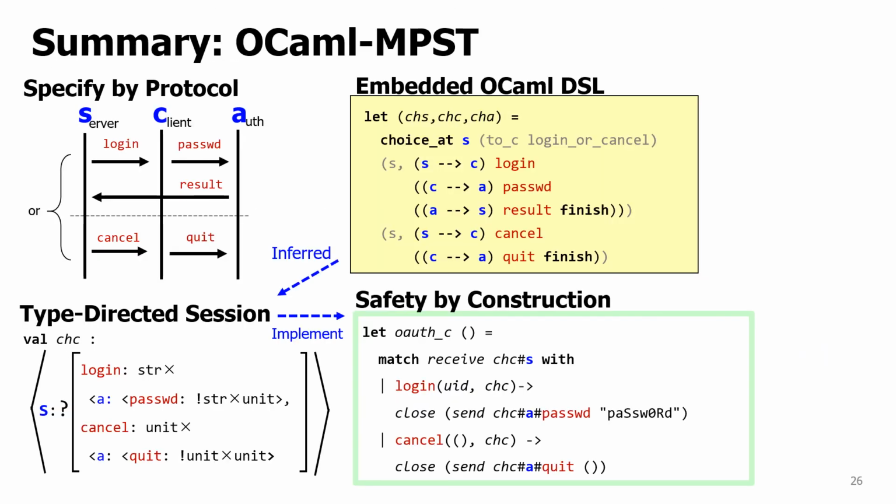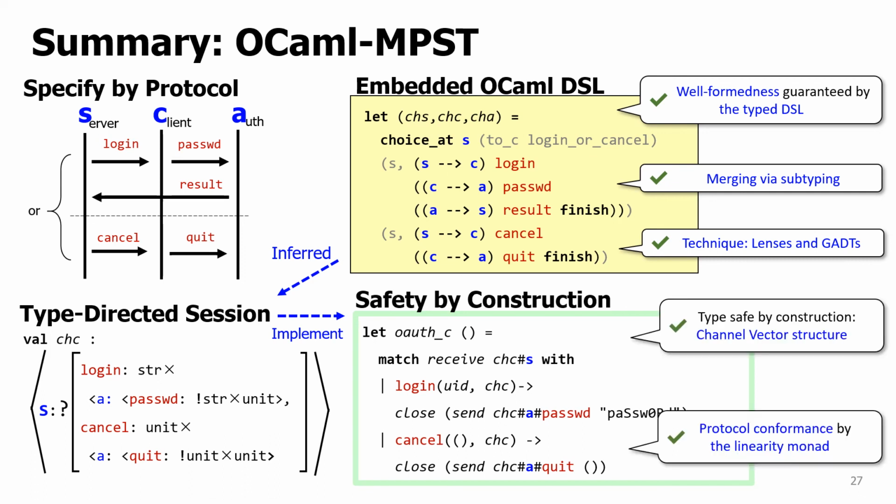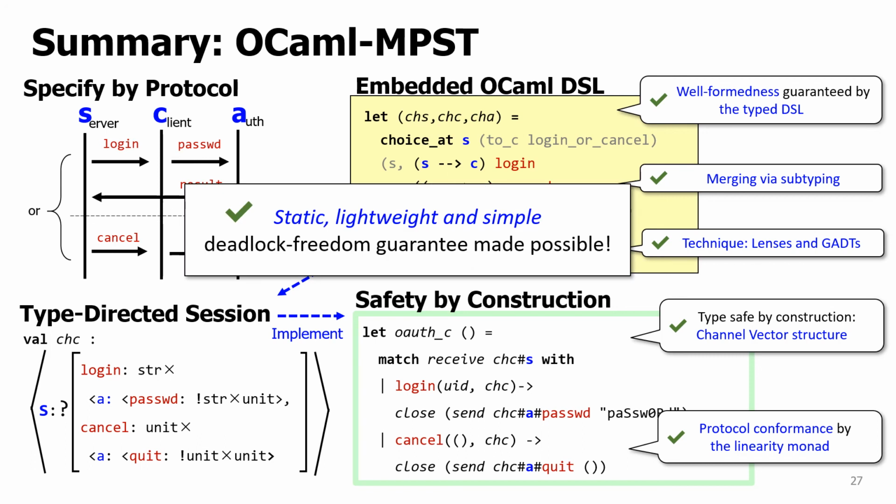We presented OCaml-MPST, a library for fully static verification and implementation of communication protocols. Our approach relies on a few key insights and type manipulation techniques which we believe are applicable beyond OCaml. We utilize structural typing and linearity monads to enable one to implement communication programs that are type-safe by design. The result is a static, lightweight, deadlock-free concurrency library.